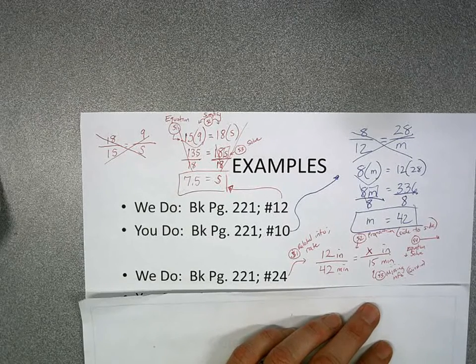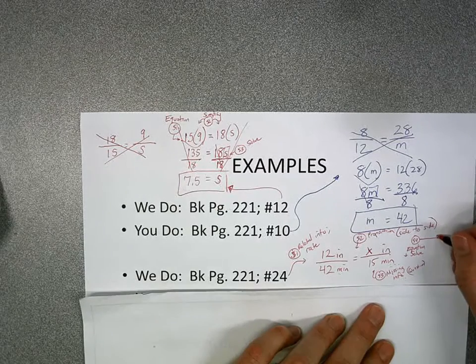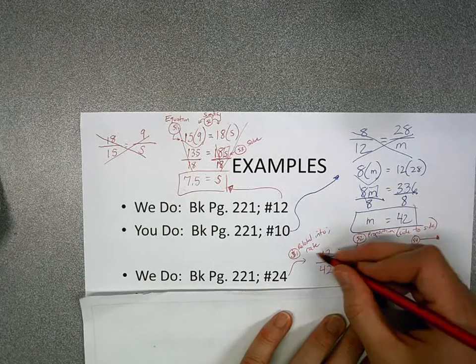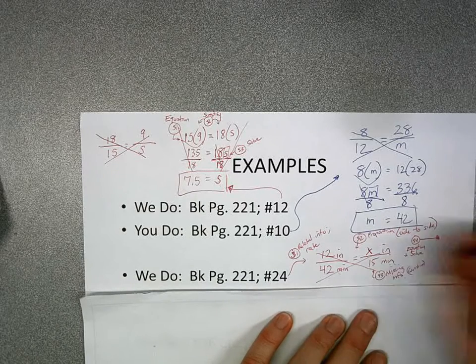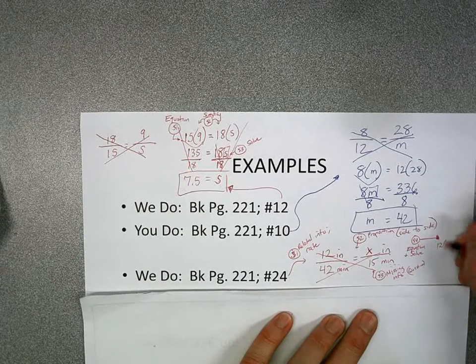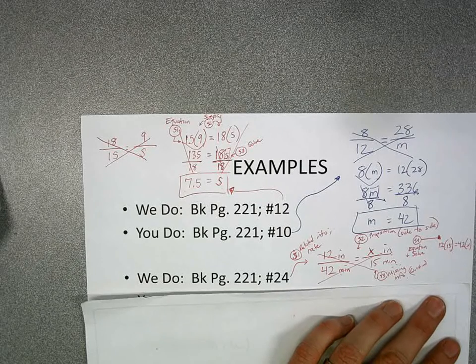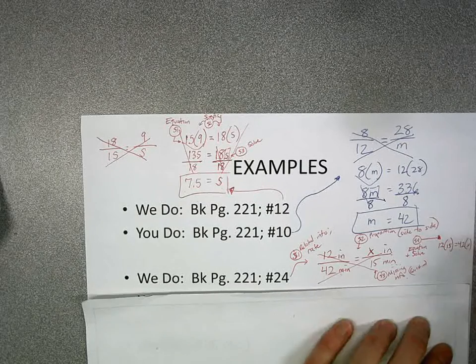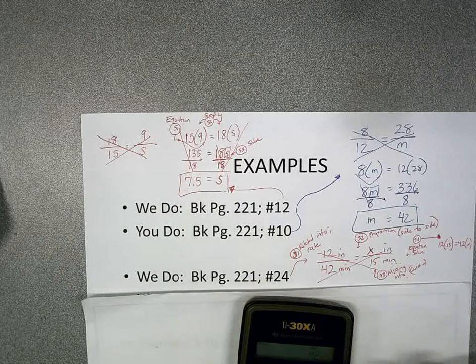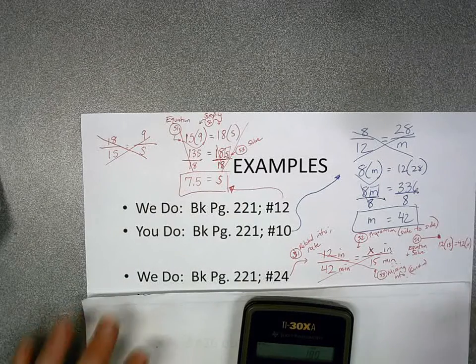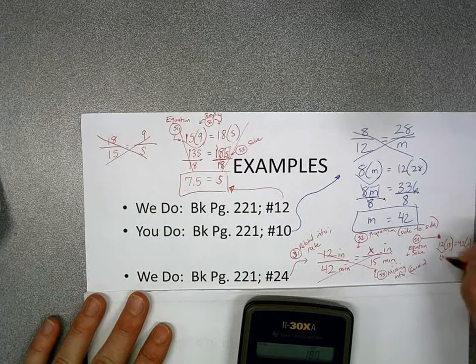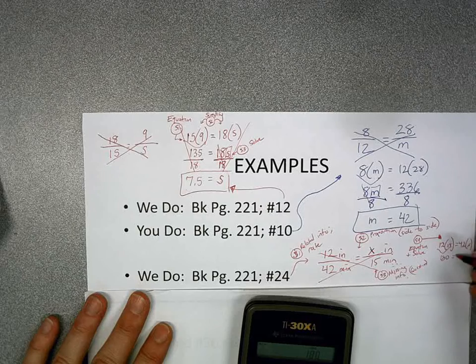Here's what I am picky about that you guys need to make sure you do. Use your cross products correctly. So we know that 12 times 15 is equal to 42 times X. There's our equation. On the left side, we have 12 times 15, which, simplifying it, gives us 180. So we have 180 equals 42x.